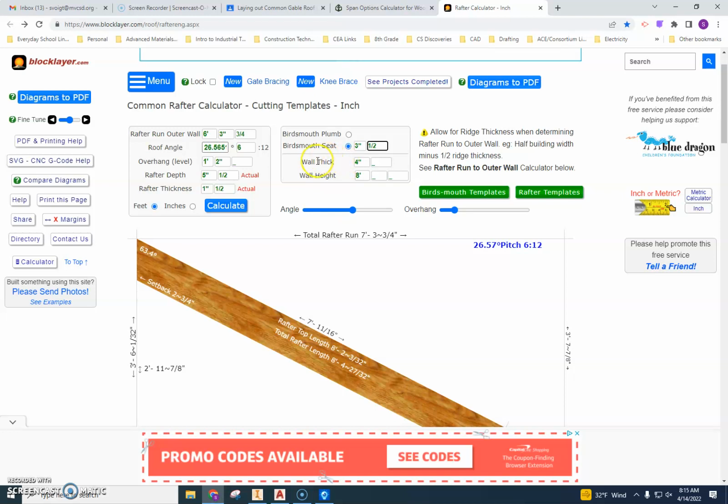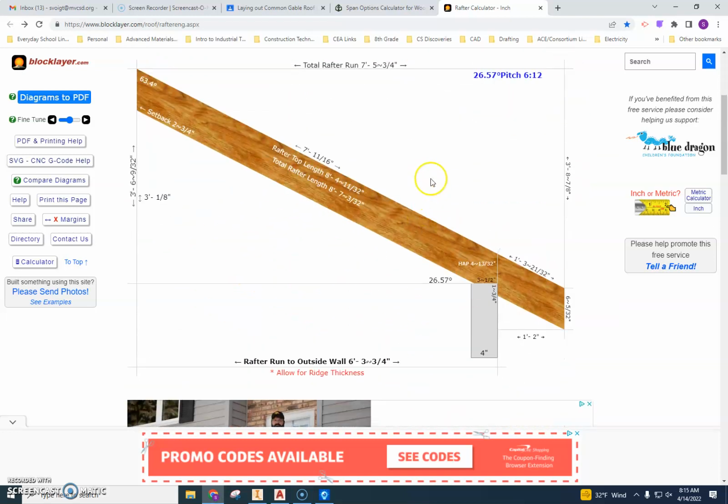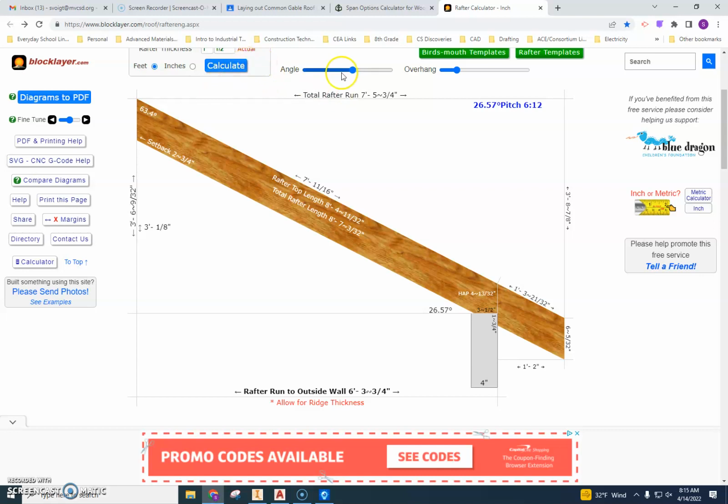Okay. Our wall is 4 inches thick. Our wall height is 8 inches, or 8 feet. Then you hit calculate, and it gives you all the information. I don't know if you saw it, but all these numbers changed. Okay. And now I'm just going to tell you this is our diagonal.